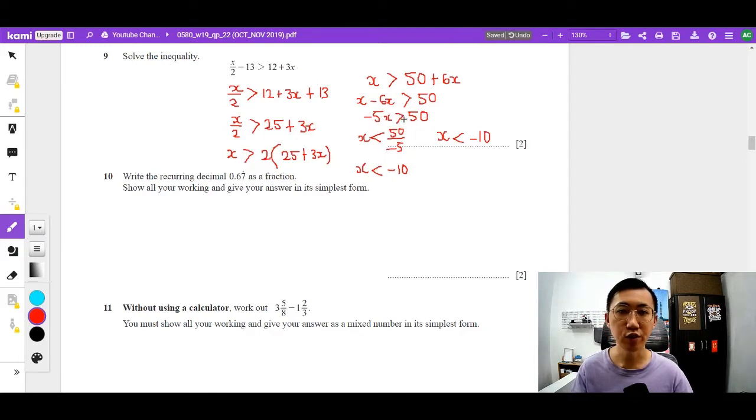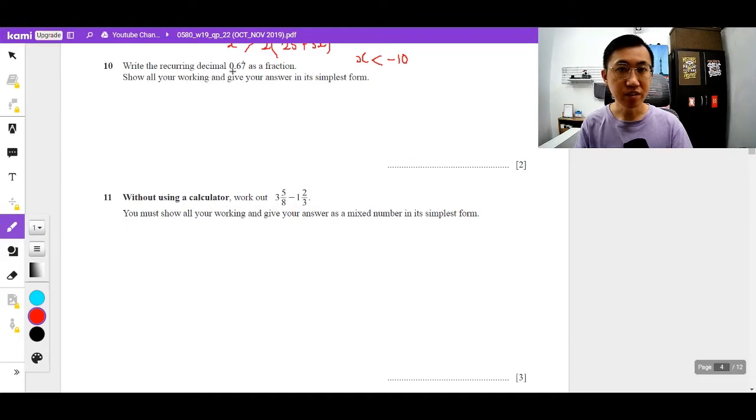Okay, so careful on question 9. 10, write the recurring decimal 0.67 with a dot on top of 7 as a fraction. Show all your working and give your answer in its simplest form. Let x equals to, now I want you to write this as a recurring decimal. So remember, 7 is repeated only, not the 6, alright? So write at least like 3 times and followed by dot dot dot like that. So it shows the number are recurring.